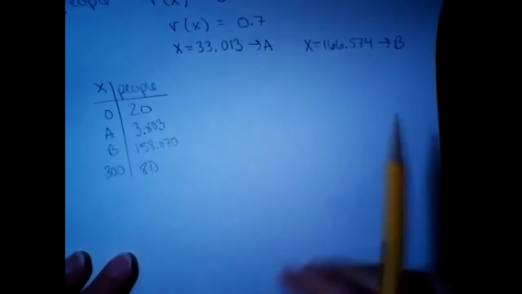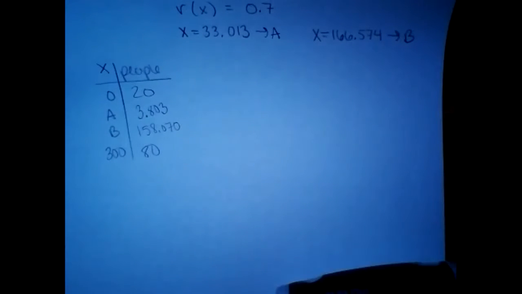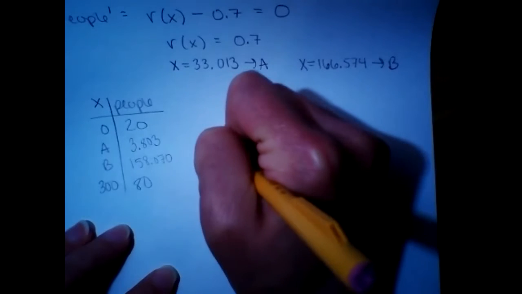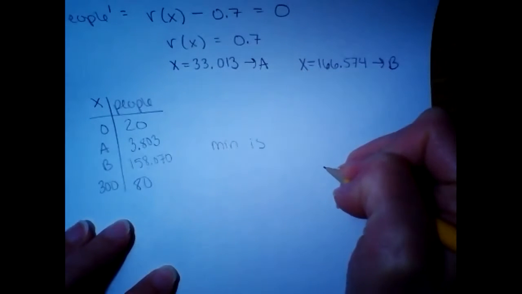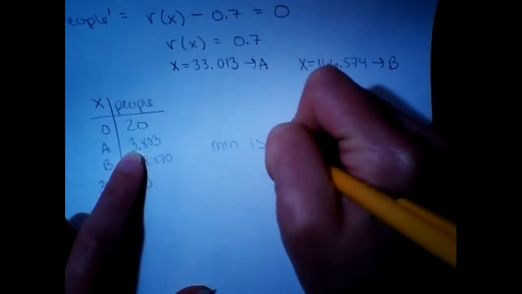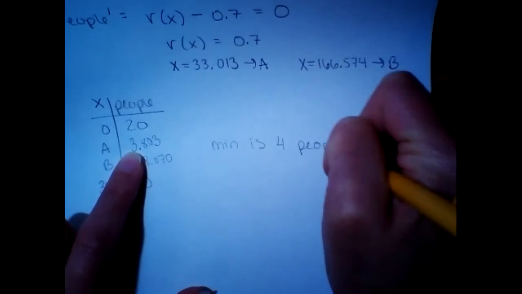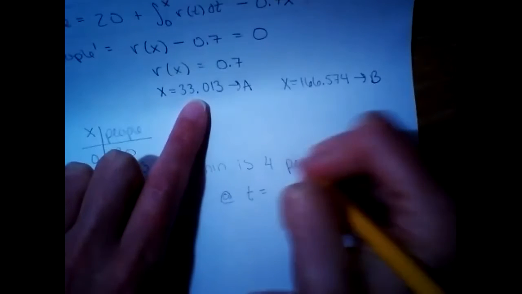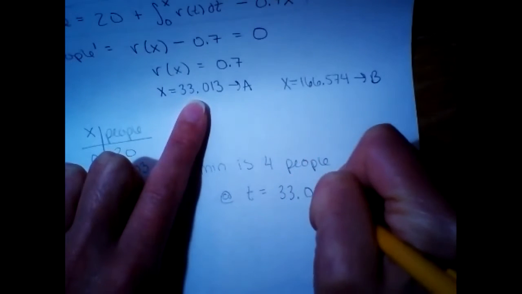Oh, well. All right, so did this ask for a maximum or a minimum? Let me look back. At what time is the number of people in line a minimum? To the nearest whole number, find the number of people at this time. All right, so we want the minimum. So minimum is, and we'll round to the nearest whole person. So that would be this 3.8, so we'll round that to 4. So minimum is 4 people at time A, which was this 33.013 seconds.